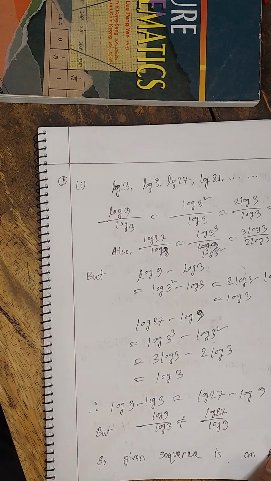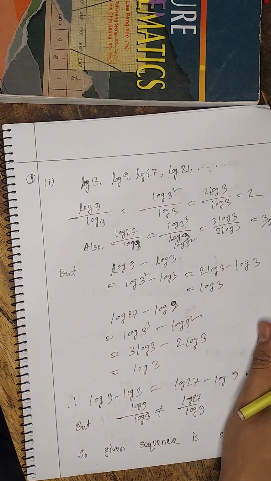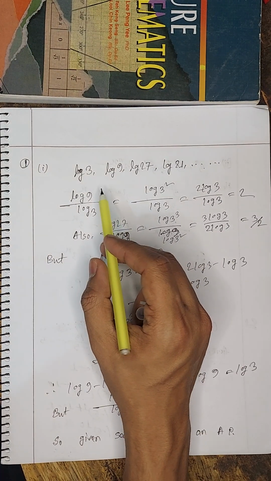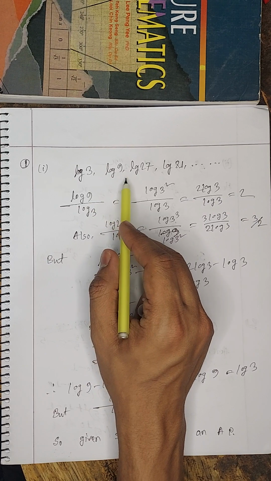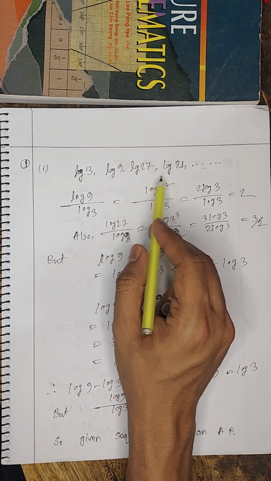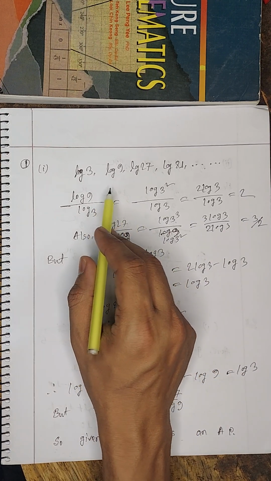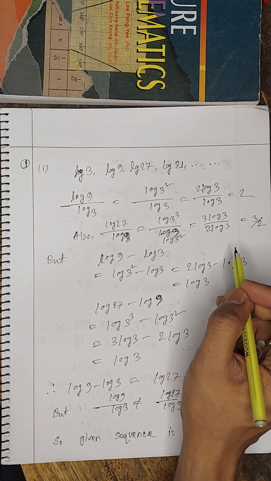Now this is a problem. If the sequence is like this: log 3, log 9, log 27, log 81, we have to find out whether this is an arithmetic progression or a geometric progression.